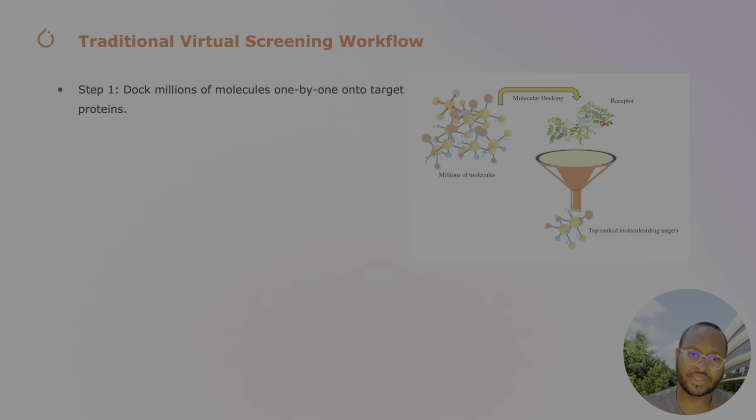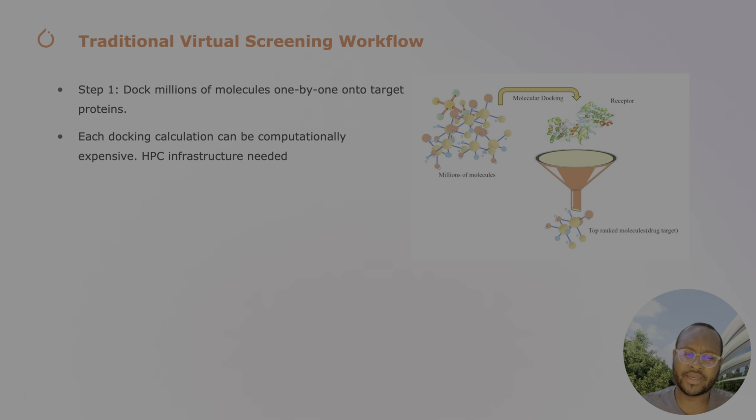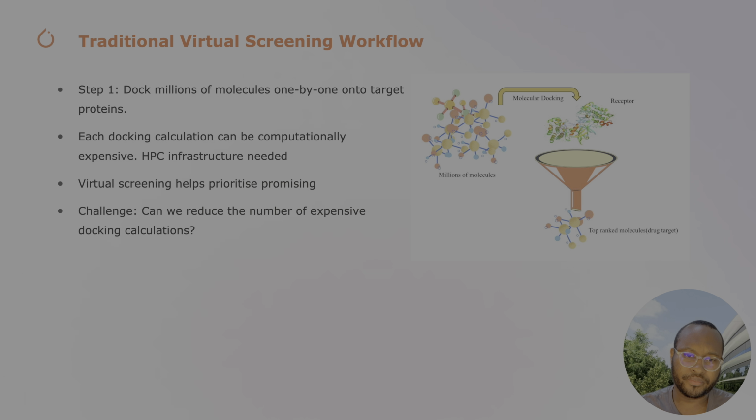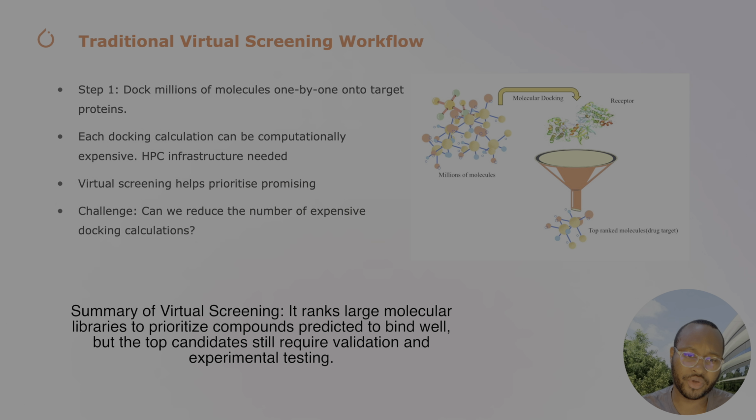So what you do is you dock millions of ligands, you take them one by one and dock them. And for that, don't forget, for each docking there could be different poses, different orientations, and different binding sites. This process is expensive because you might need high performance computing. So virtual screening helps prioritize the promising ligands that could be used for subsequent experiments. So the challenge of the thesis is to really reduce the number of docking calculations.